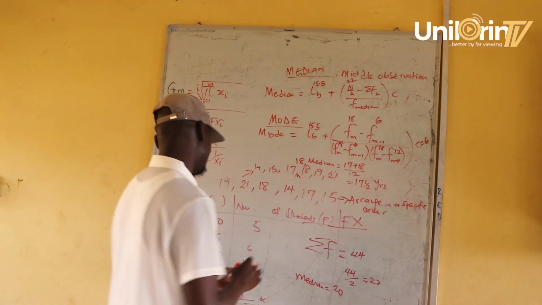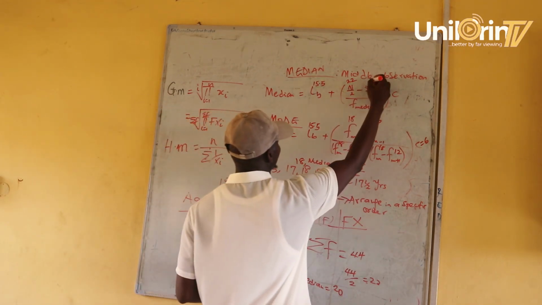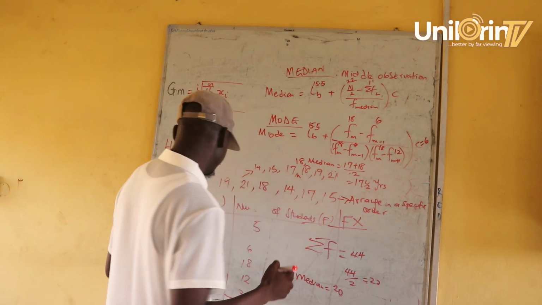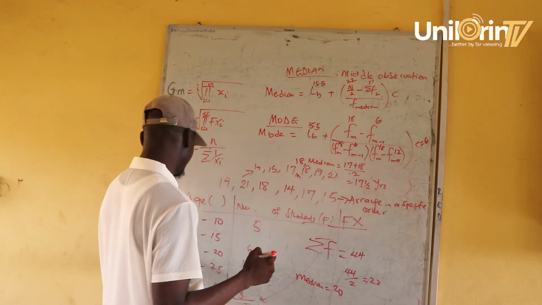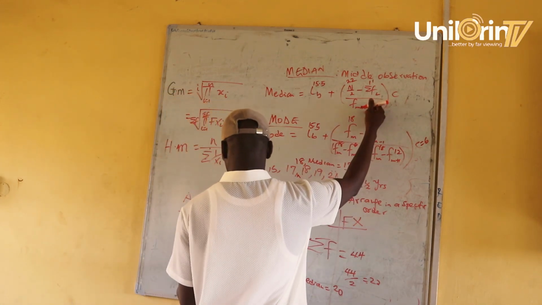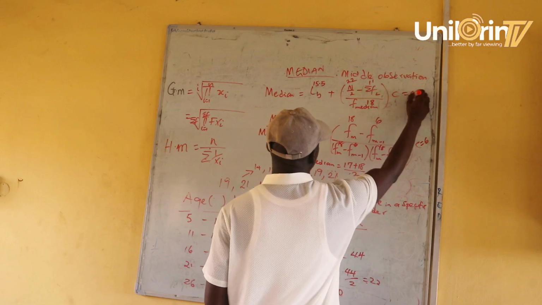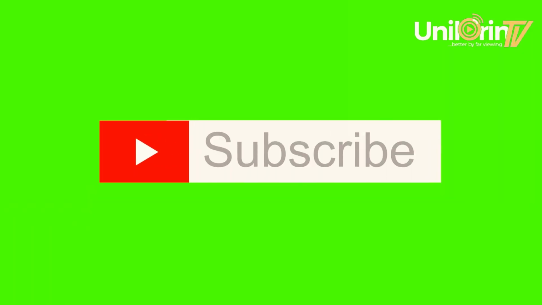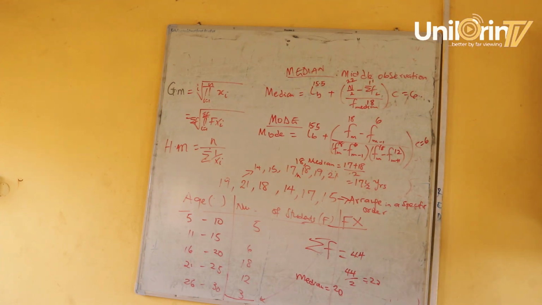Summation f subscript L means sum the frequency of the classes before the median class. In this one, 5 and 6, 11, and then 21 to 25 is the other one here. Okay, we don't need it. Frequency of the median class is 18, and then class width as usual is 6. By substituting these values, you'll be able to obtain your median, and if it is mode, you'll be able to calculate that. Alright, so those are some measures of central tendencies.